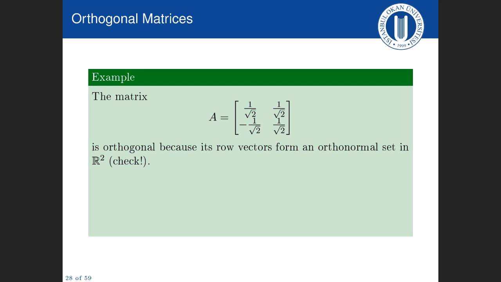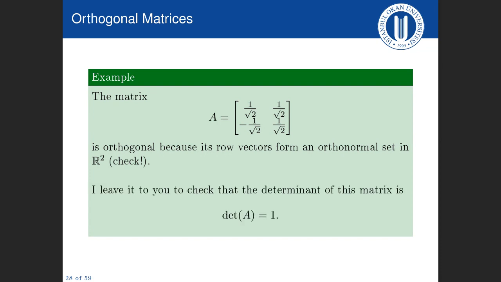For example, I'm saying that this matrix is orthogonal. Why? Because its row vectors form an orthonormal set in R2. Check that for me. Every orthogonal matrix must have its determinant equal to 1 or equal to minus 1. If we calculate the determinant of this matrix, and I'll leave that for you to check, we find that the determinant of this matrix is equal to 1. As the theorem said, it should be.